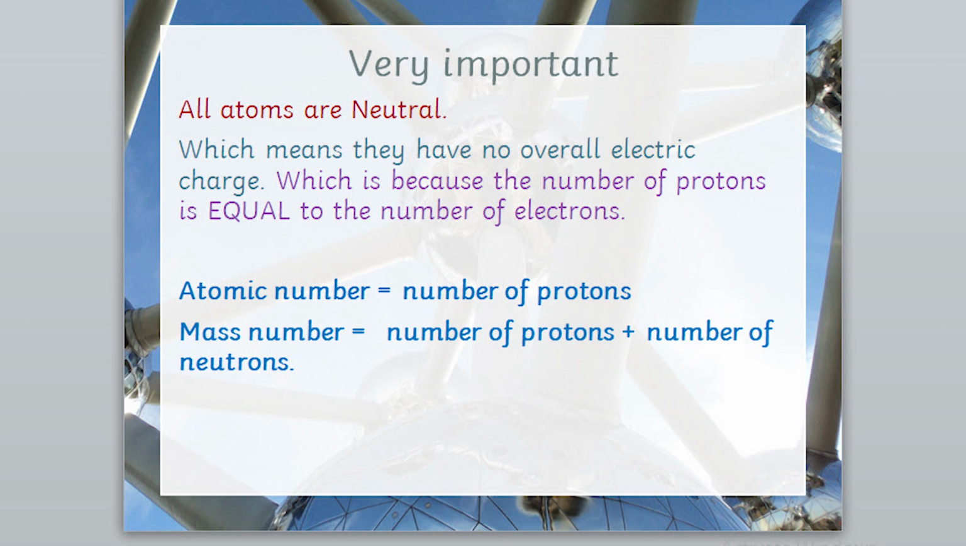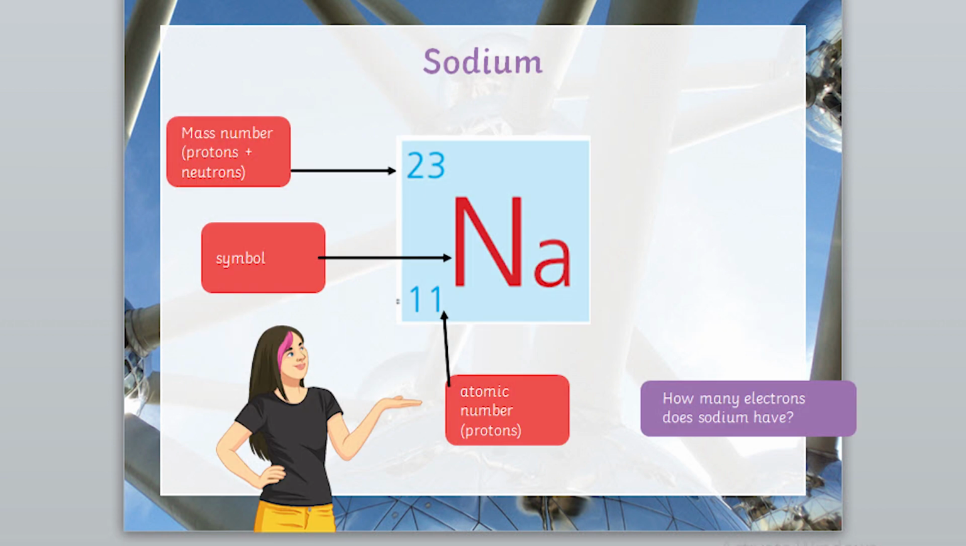Before proceeding, let's remember, all atoms are neutral, which means they have no overall electric charge, because the number of protons is equal to the number of electrons. The atomic number is the number of protons. The mass number is the number of protons plus the number of neutrons. So let's apply what we learned.